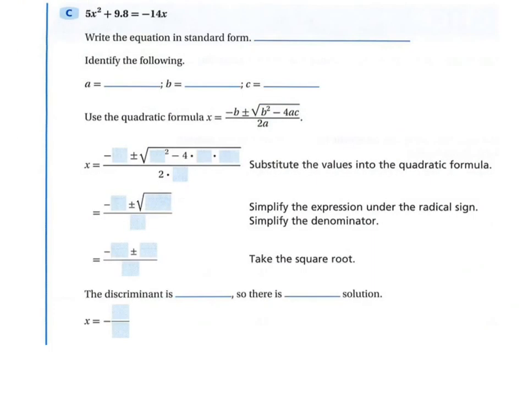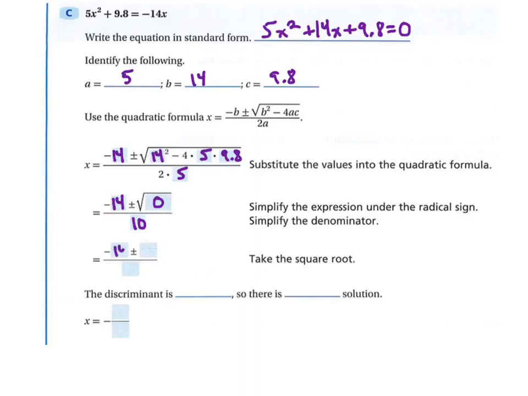Okay. Again, you can try this on your own, or you can just follow along. First, we have to rewrite this in standard form. 5x squared plus 14x plus 9.8 equals 0. There's a, b, and c. We'll plug these values into the quadratic formula carefully. Go ahead and try, and then press play. And then we'll simplify. Go ahead and try.